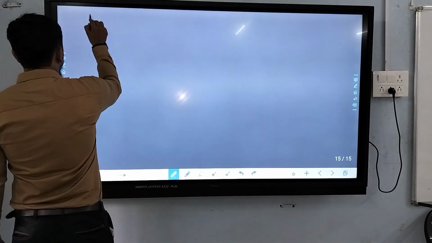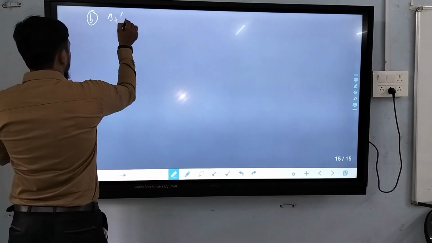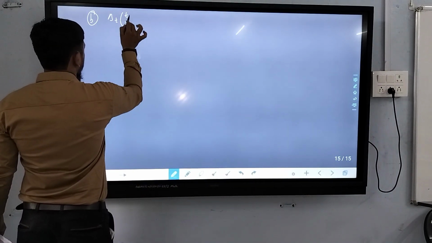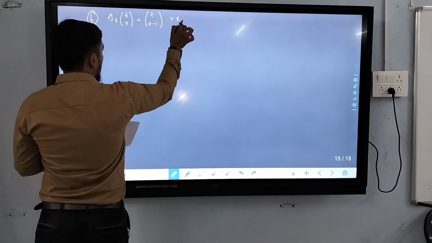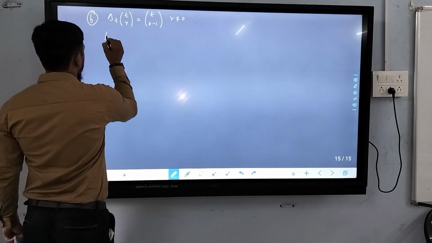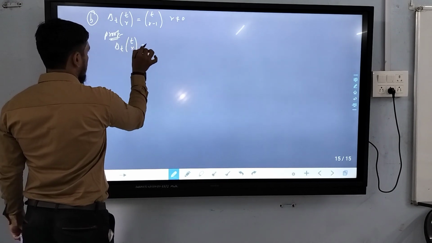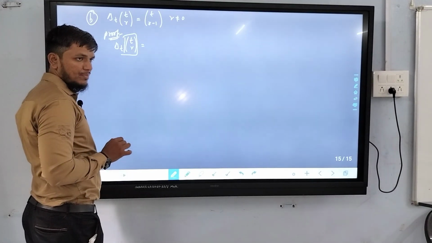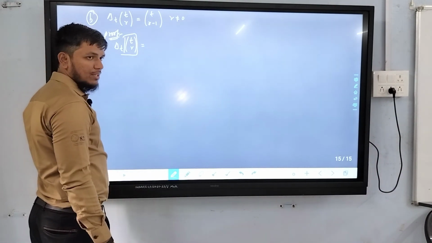Now see the second part of the theorem, which is delta t C r, which is equal to t C r minus 1, where r is not equal to 0. So consider the left hand side, delta t C r. And we know the value of this t C r, which we already found in the previous concept.